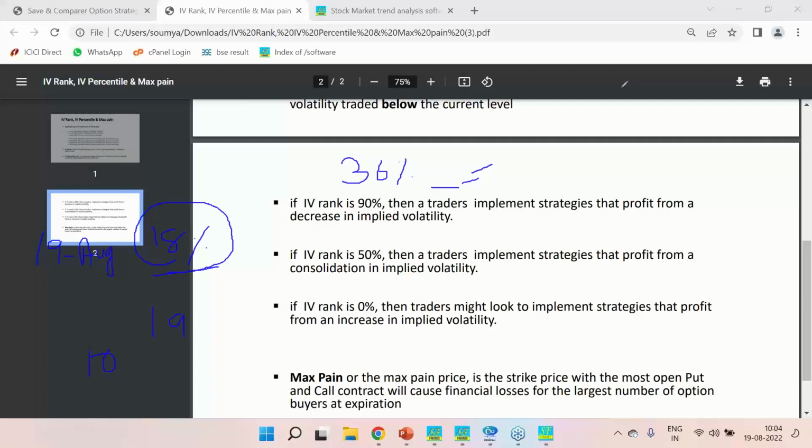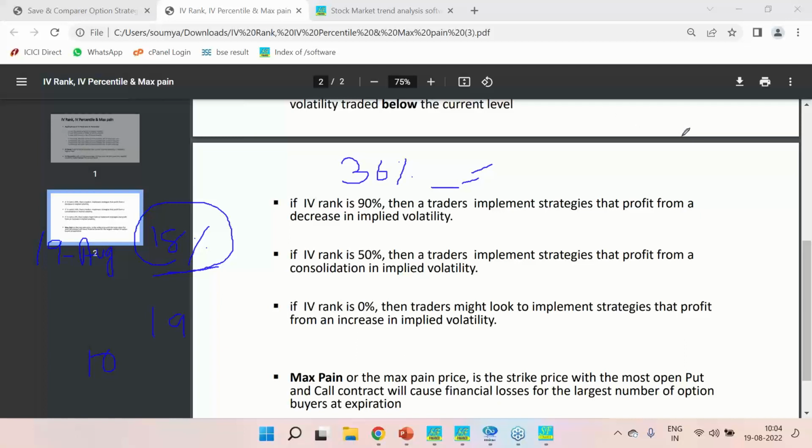If the IV rank is near 50%, then we can form consolidation-type strategies: short straddle, short strangle, short butterfly, short Christmas tree. Those are consolidation strategies. If it is near 0%, and absolutely it will not be exactly zero, say 1, 2, 3, 4, or 25 grains, we can buy a long straddle, long strangle, long butterfly, long Christmas tree. This kind of strategy we can form.